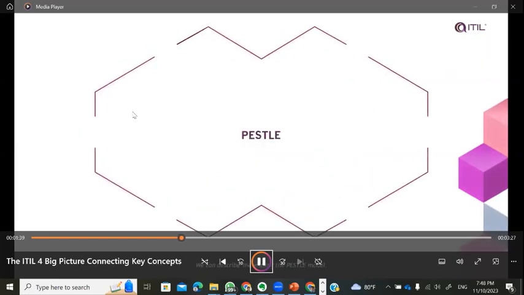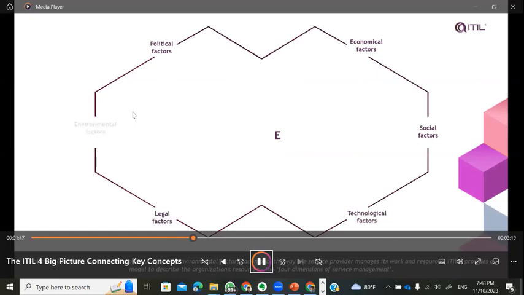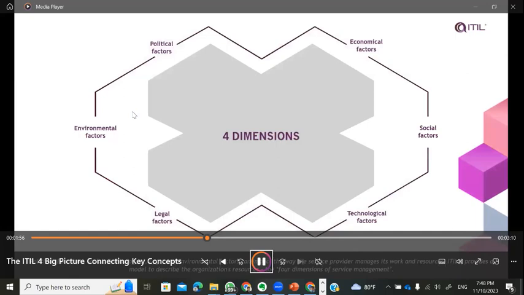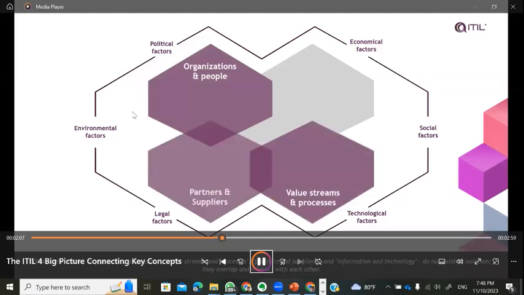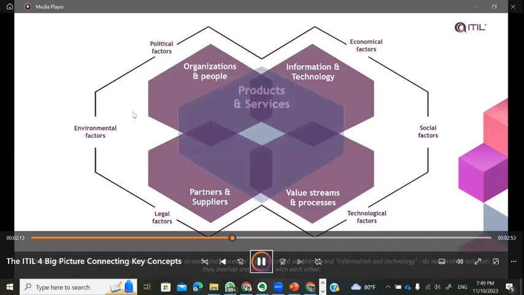We can describe these using the PESTLE model. Political, economic, social, technological, legal, and environmental factors can impact the way the service provider manages its work and resources. ITIL 4 provides a model to describe the organisation's resources, the 4 dimensions of service management. These dimensions, organisations and people, value streams and processes, partners and suppliers, and information and technology, do not exist in isolation. They overlap and interact with each other.